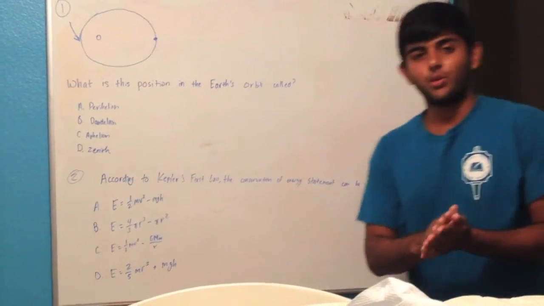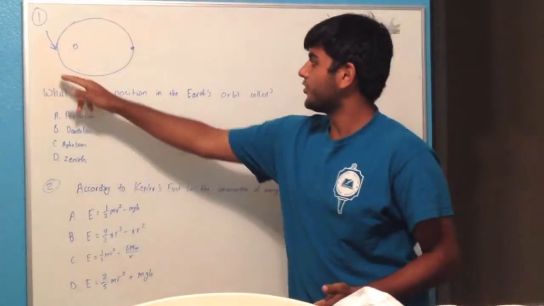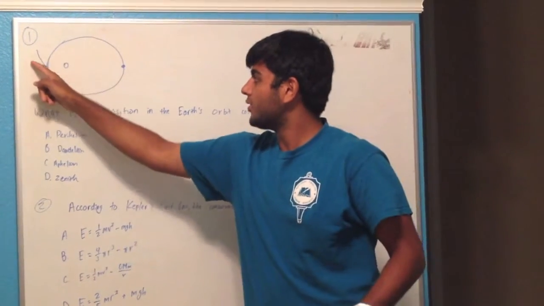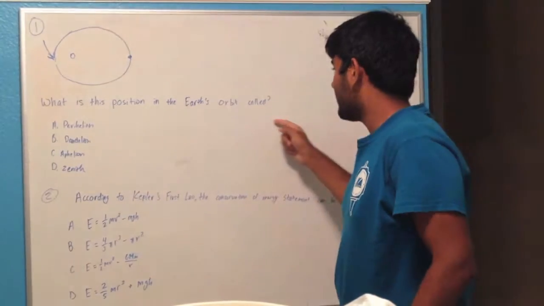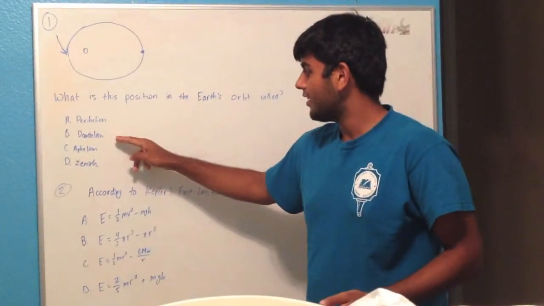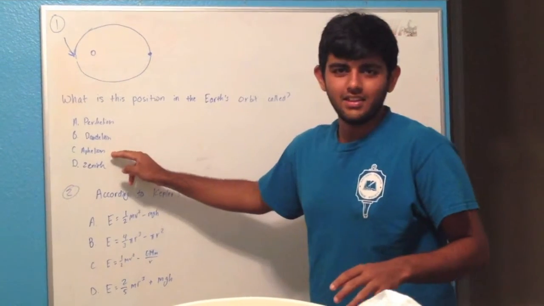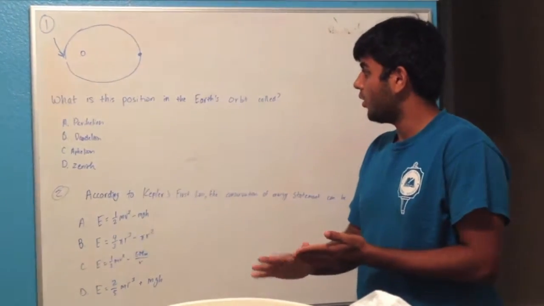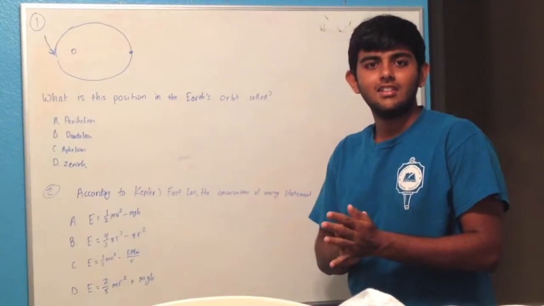Alright guys, now we're going to test what you've learned in our presentation today. So our first question gives you a diagram of the Earth orbiting around the Sun, and it's pointing to this position in the Earth's orbit. So, what is this position called? A. Perihelion. B. Dandelion. C. Aphelion. Or D. Zenith. Alright, so I'll give you 5 seconds.